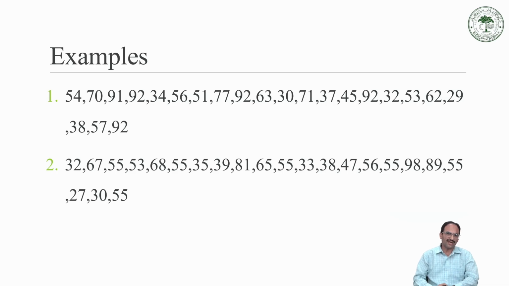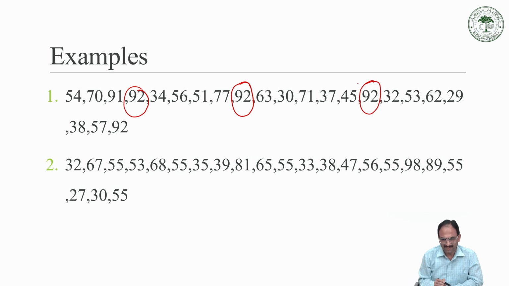So remember, how will you calculate the mode? You have to do nothing. Just see which number is in fact repeating most of the time. So you see the data. I think 92 one time, 92 another time, 92 third time, and 92 fourth time. So 92 is that number which has the highest frequency, or which is repeating most of the time. So it will be the mode.